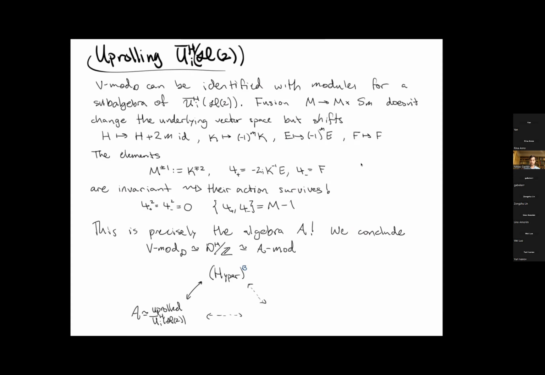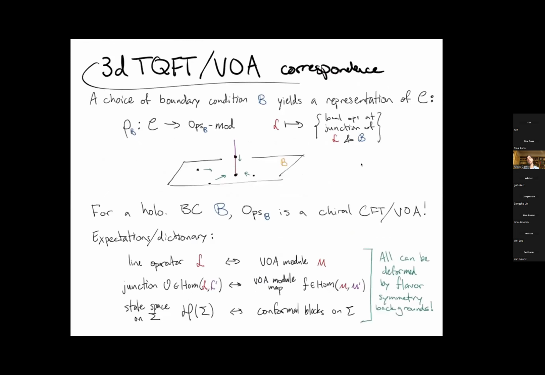Okay, great. So the next thing I want to do is describe some of the abstract nonsense behind the relation between a three-dimensional topological quantum field theory and a boundary vertex algebra, in the same way that we saw at the beginning of last lecture, Chern-Simons theory is related to a boundary WZW model. So this is described here. The basic setup is we choose a boundary condition B, and this yields what I'll call a representation of my category of line operators C.